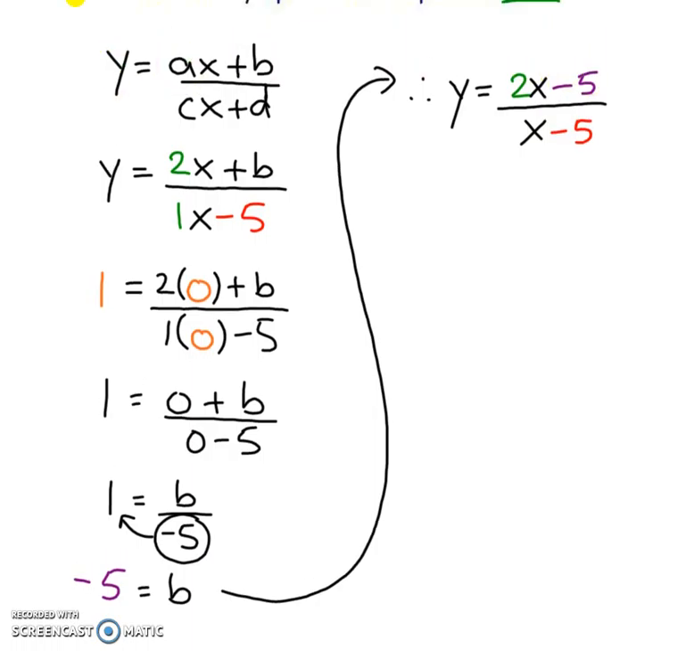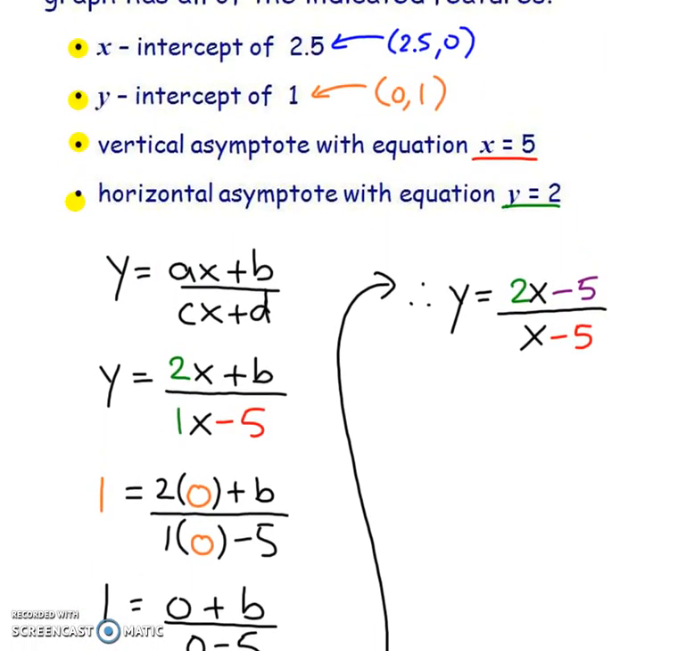Now what I could do is, since I didn't use that x-intercept, that blue, I could always just check to make sure. So if I put 2.5 into my x's right here and here, and I solve, I do in fact get a 0. So then everything works in tandem.